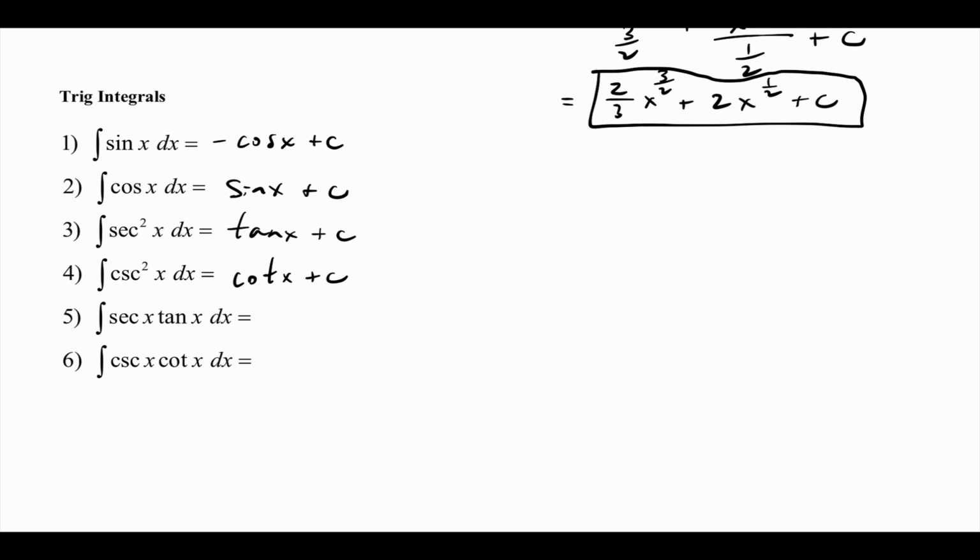Secant x tangent x. That's the derivative of? That would be secant. Yeah, Arthur? On number 4, on paper, it says the antiderivative is negative cotangent. Oh, negative cotangent? Yeah. So he's going to put negative there. Yeah, that's definitely important. Negative cotangent.